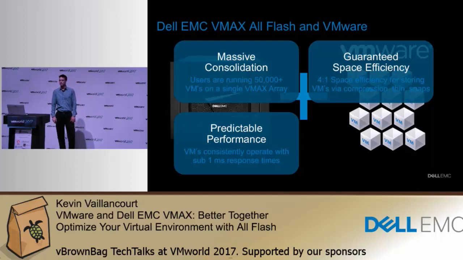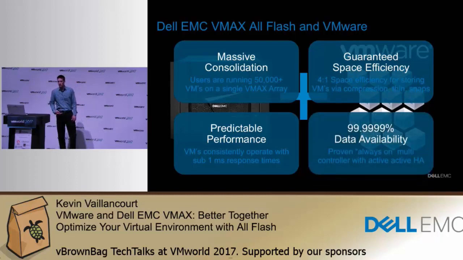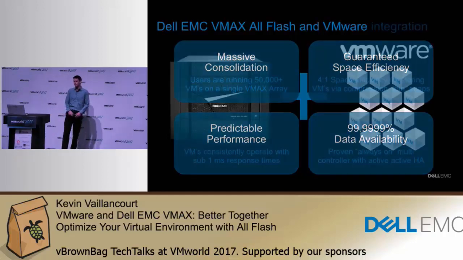efficiency. And lastly, one of the big things that all customers really require is data availability, right? 6 nines uptime. Make sure that it's always on. We have an active HA solution with a multi-controller.